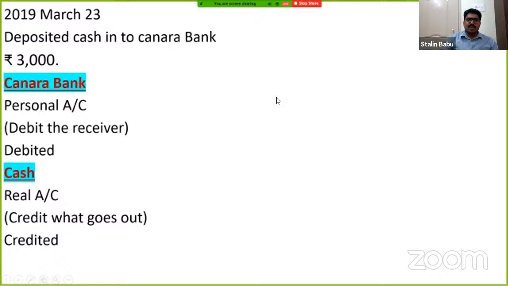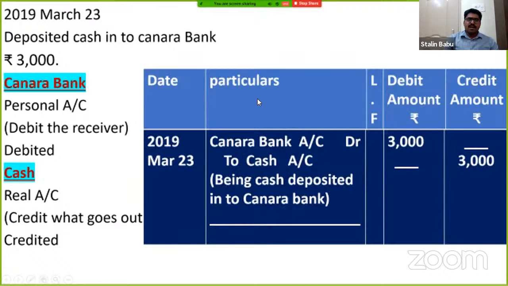Now, post in the journal book. March 23rd, Canara Bank account debit to cash account. What is the narration? Being cash deposited into Canara Bank. What is the amount? 3,000. Post 3,000 in debit amount column against debit account and 3,000 in credit amount column against credit account. And write a straight line in the particulars column. It should not go beyond the particulars column.